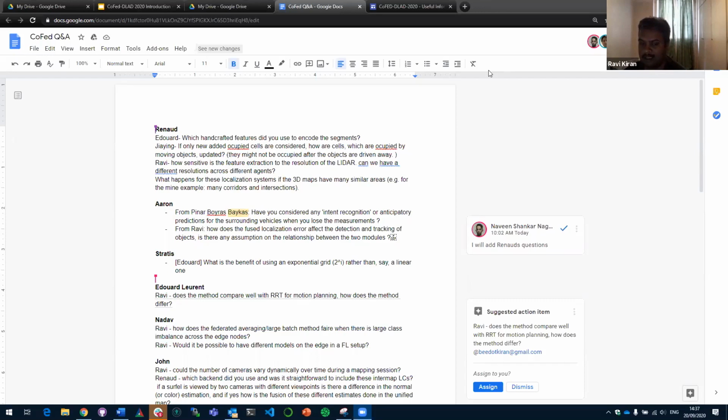The idea is you would get a different scanning pattern and a different type of point cloud output. So would this also affect your feature extraction? Yeah, I guess you would potentially have to retrain the network and also the segmentation part.